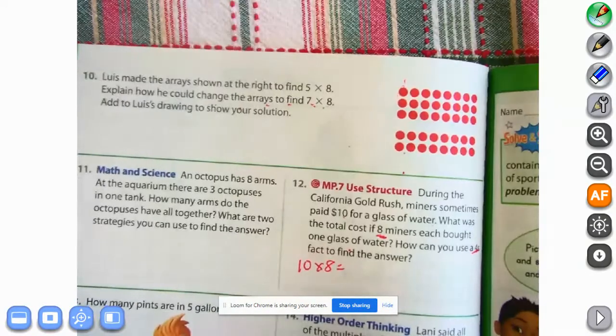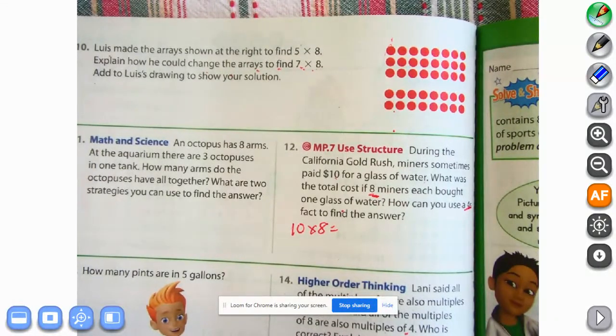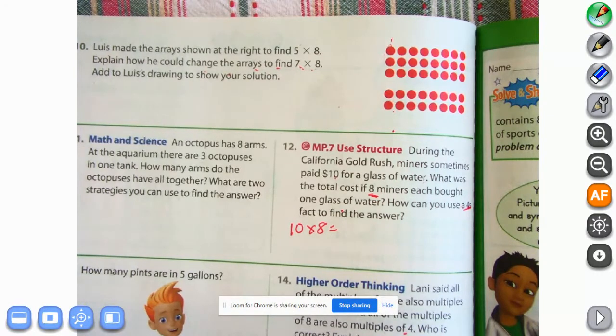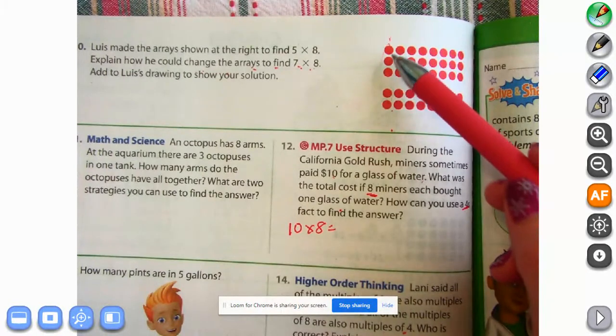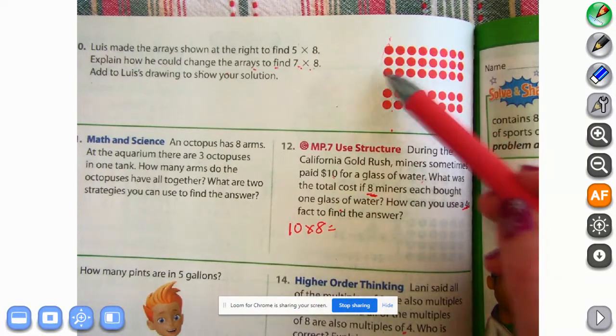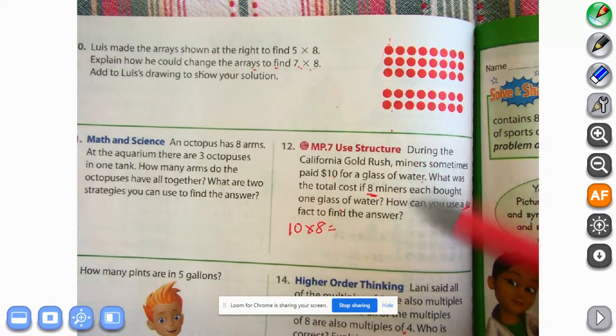All right, we're going to go to the next page. Number 10 says, Luis made the arrays shown at the right to find 5 times 8. Explain how he could change the array to 7 times 8. Add to Luis's drawing to show your solution. Okay, so he made the array right here that shows 5 times 8. So there's 8 in each row. He did a 3 times 5 and a 2 times 5. How could he change it to a 7 times 8?